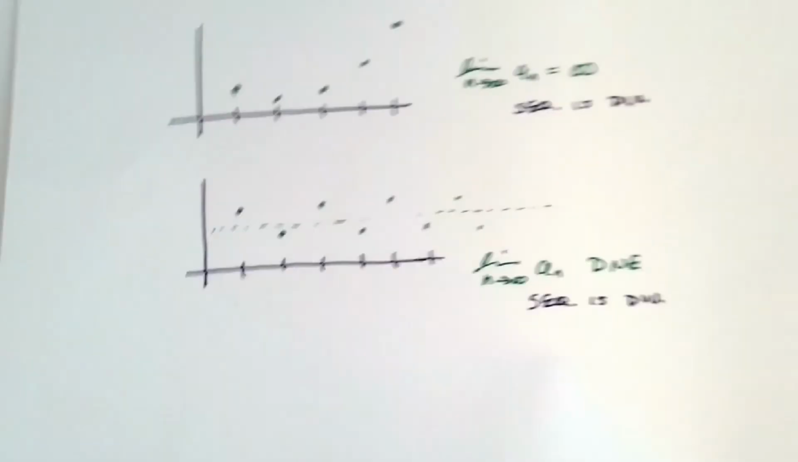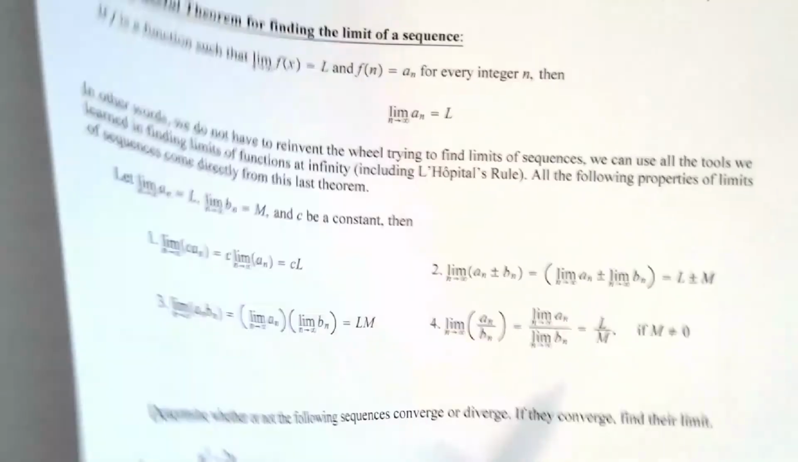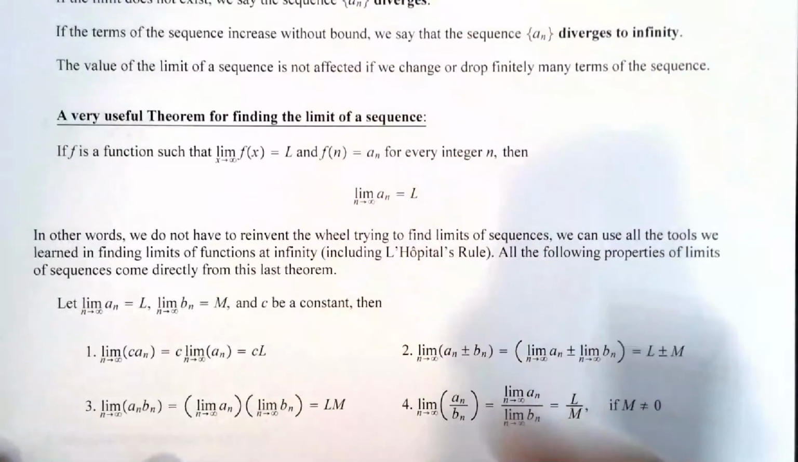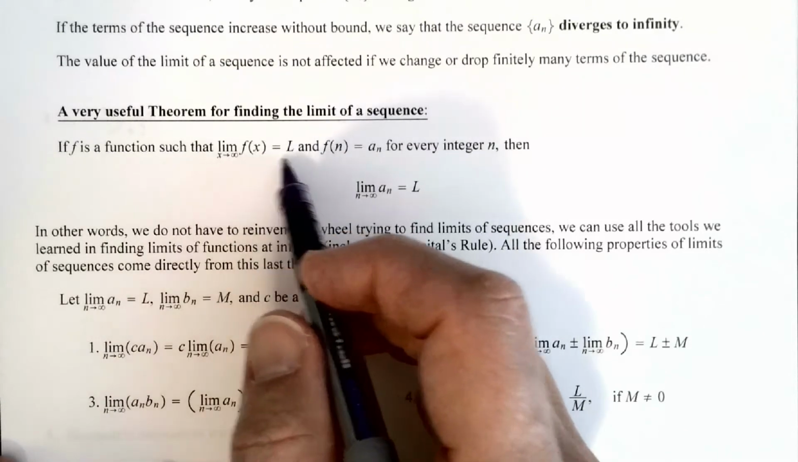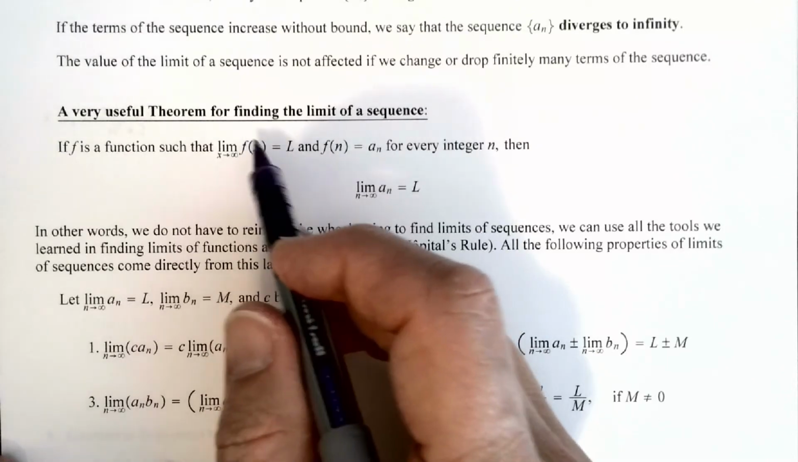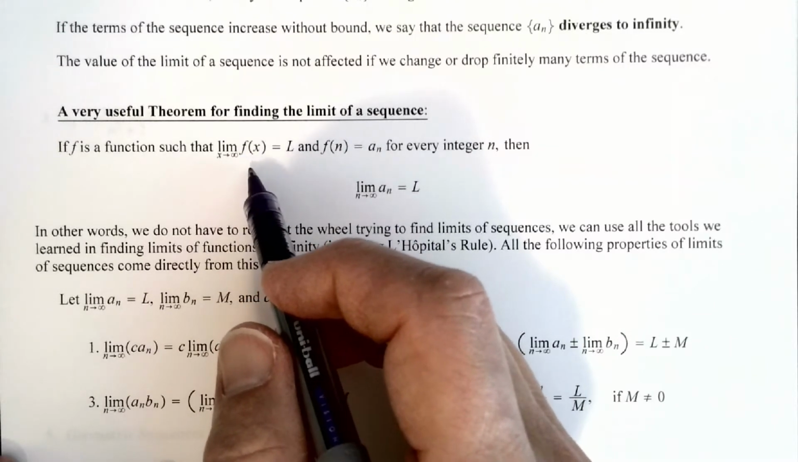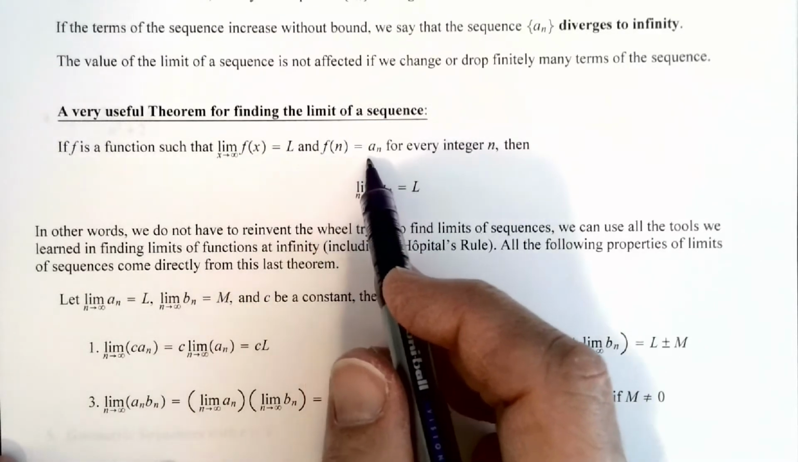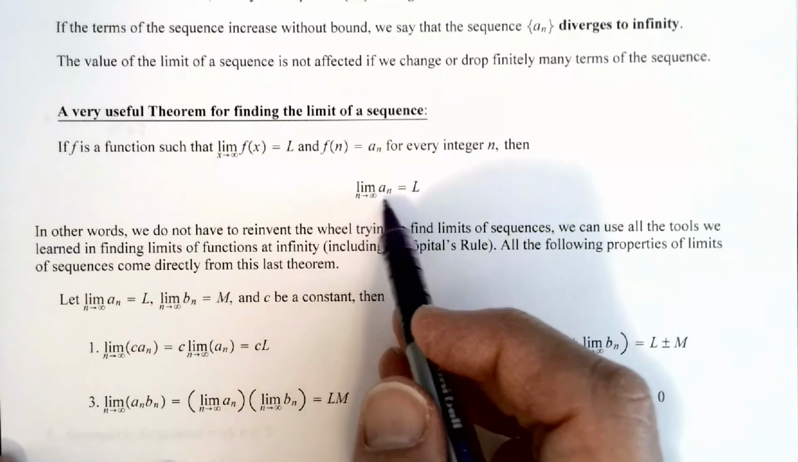Now, how can we find these limits? A very useful theorem is right here. If f is a function of real numbers such that the limit as x goes to infinity of the function is L, so we've talked about limits of functions as x goes to infinity at the beginning of the semester in Calculus 1, what's the limit at infinity? But also f of n is equal to a sub n for every integer n, then the limit as n goes to infinity of a sub n is L.